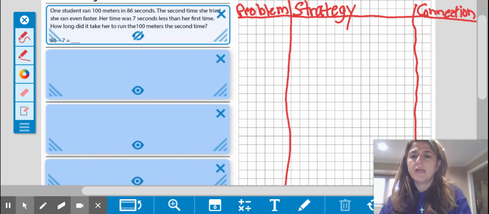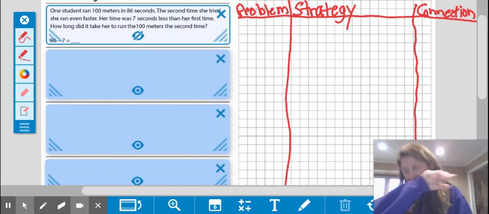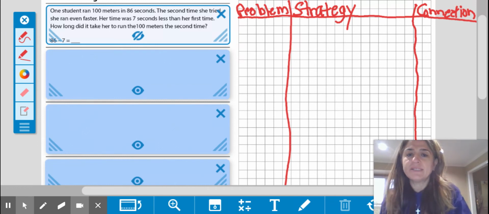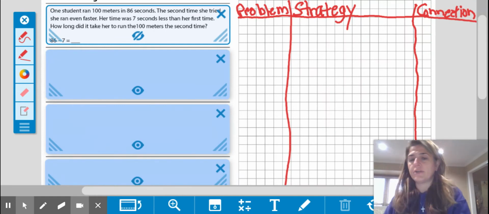One student ran 100 meters in 86 seconds. The second time she ran even faster. Her time was 7 seconds less than her first time. How long did it take her to run the 100-meter the second time?